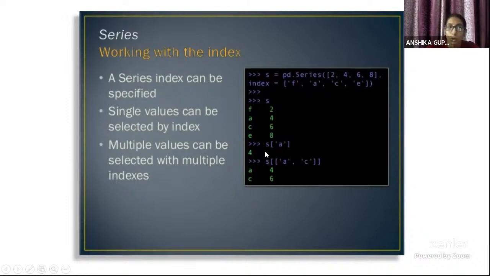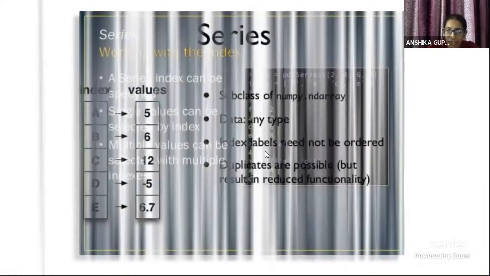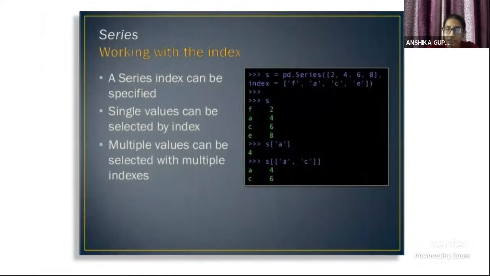Like in indexing, we used to write inside square brackets, for example 4 colon 3, 5 colon 4. Similarly, in pandas we write S, where S defines the series, and the index is in front. So if we need the value of A, S of A gives 4. Similarly, if I need the value of E, it is 8.